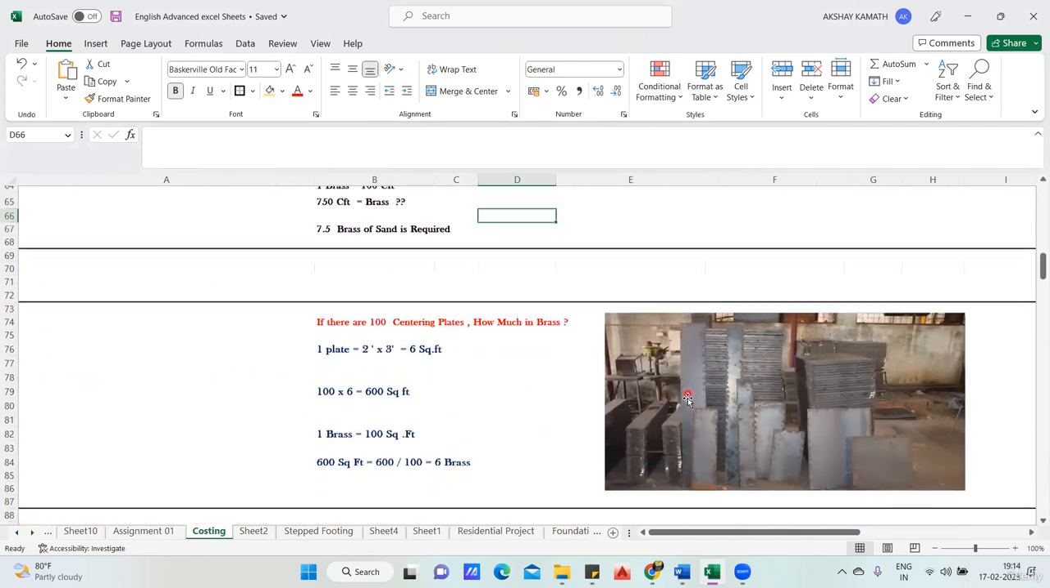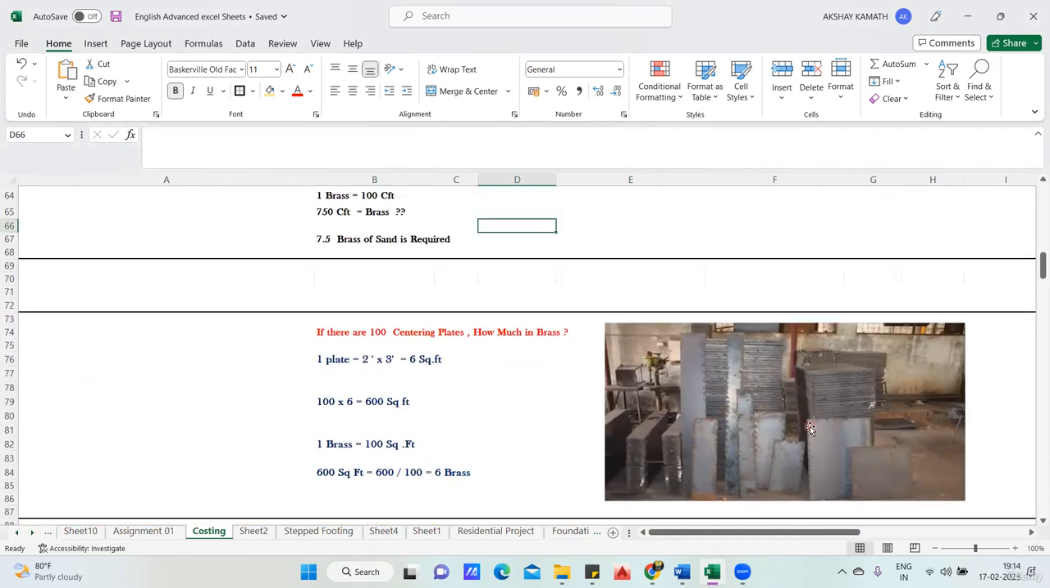Now let us consider these are the centering plates. Okay, you have seen in the slab centering. So let us consider I have 100 centering plates ready with me. How much is this in brass? So again, we know the area of one steel plate is 2 feet by 3 feet. This is 2 feet. Okay. And this is 3 feet. So the area of one will be 2 feet by 3 feet, which comes out to be 6 square feet.